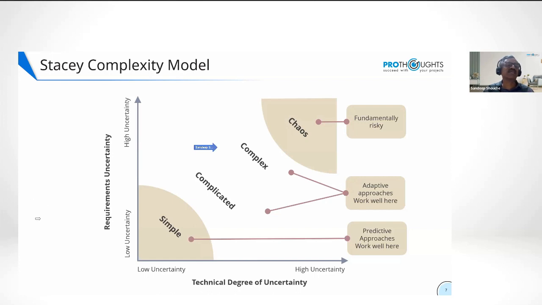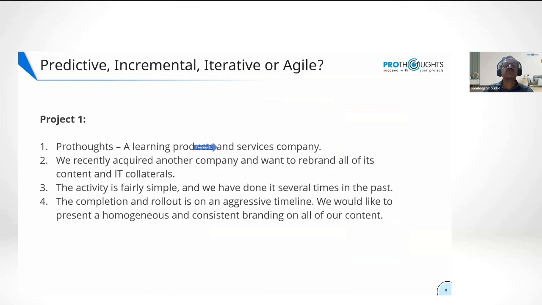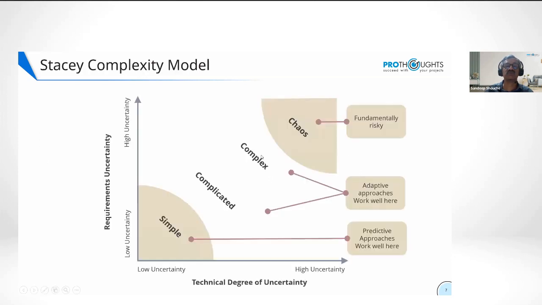So here's a small exercise. Now I want to pick your brain a little. I'm going to show you 4 example projects, and you have to tell me what approach you will use for them. So your choices are 4: predictive, or incremental, or iterative, or agile. You have to keep this picture in mind. Let me bring back the picture one more time before I go further.